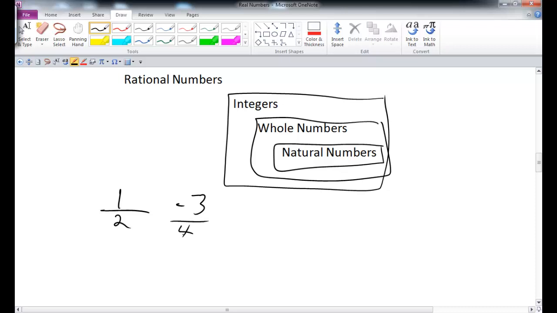Now decimal fractions can be expressed this way as well. If you think about it, 0.25 actually means 25 100ths. And so some decimal fractions are rational numbers. Any decimal that terminates, like 0.125, is a rational number. And any decimal that repeats, like 0.3 repeating, is a rational number as well.